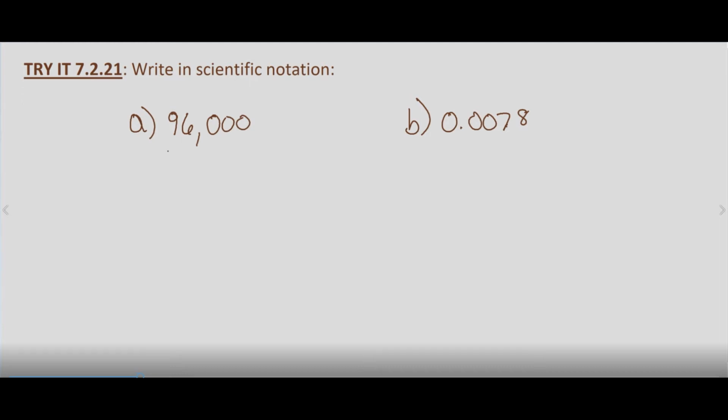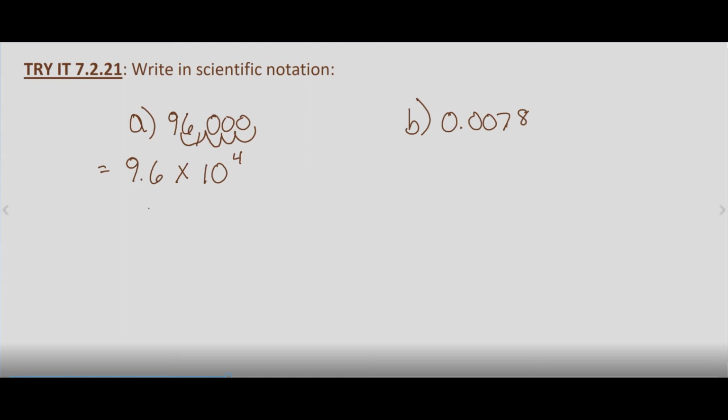So we know for part A, we're going to have 9.6 times 10 to the, how many decimal places is it? 1, 2, 3, 4. So 9.6 times 10 to the 4th.